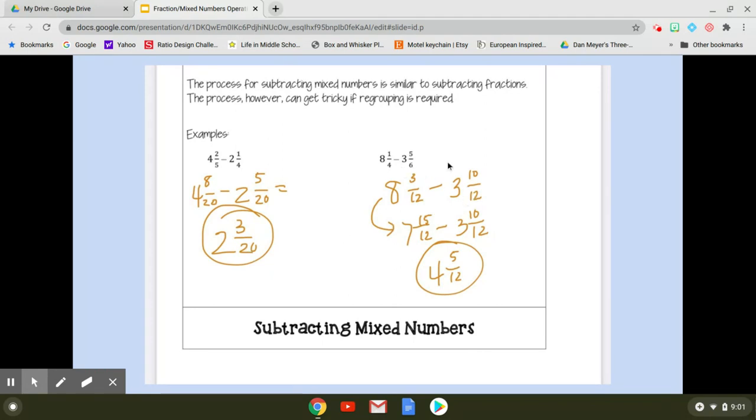With the second one, though, I've got to do a little regrouping. So I've got 8 1/4 minus 3 5/6. So I've turned this into 8 3/12 minus 3 10/12. Well, since I can't subtract 10 from 3 without getting a negative number, I take one whole away from the whole number, and I add 12/12, which is one whole, over to the fractional part. So it really is 7 15/12. Well, now that makes it a lot simpler. I can say 15 minus 10 is 5, 7 minus 3 is 4. So I get 4 5/12.